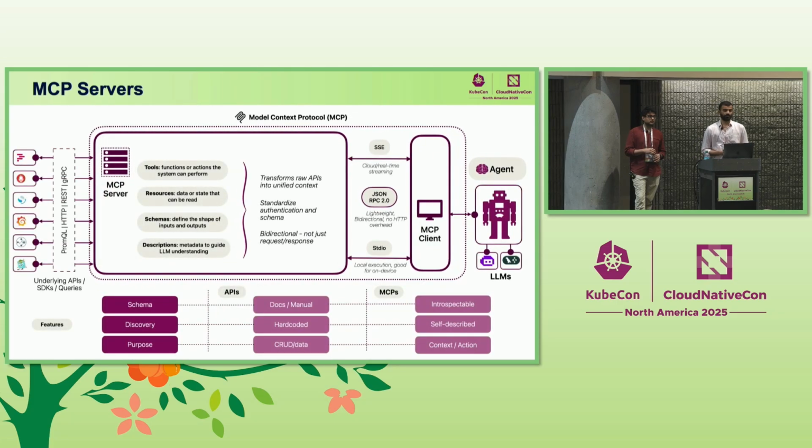Now, let's zoom in on the MCP server, which turns raw APIs into something the model can understand. It exposes tools, resources, and schemas, all self-described and discoverable. So the LLM doesn't just see endpoints, it also sees the meaning behind them. The server handles authentication, context, and two lightweight communication modes, SSE for real-time and standard IO for local or offline uses. The key difference from traditional APIs is that this setup is bidirectional and introspectable, meaning the client can discover capabilities dynamically instead of relying on static documentation or SDKs.